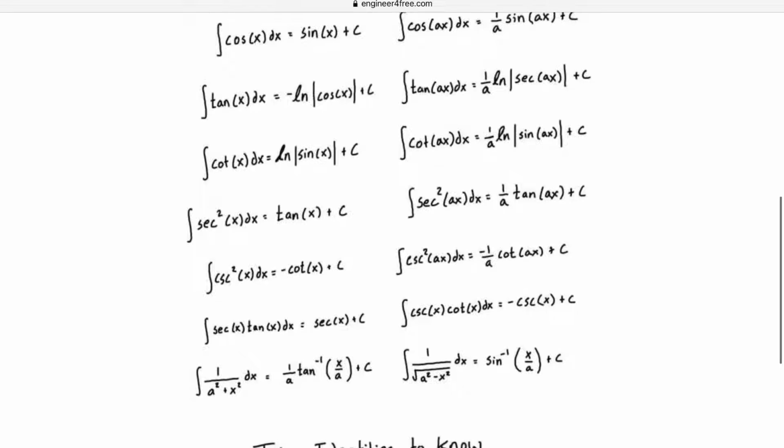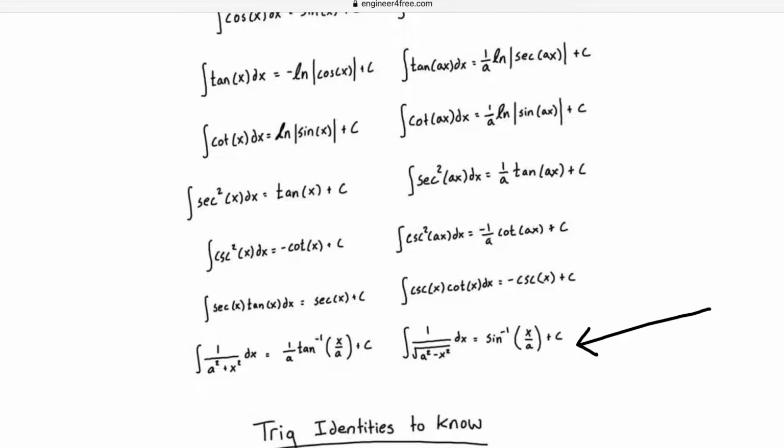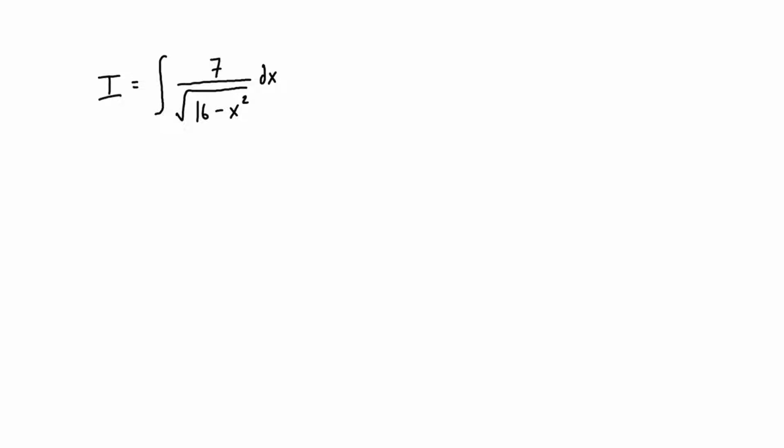And then down here at the bottom, just above the trig identities, we see some that look a little bit more familiar: 1 over a squared plus x squared dx, and 1 over the square root of a squared minus x squared dx. So this one has a pretty similar form to what we're looking at, so let's copy it over so that we can see it on the same screen. The identity is that the integral of 1 over the square root of a squared minus x squared dx is equal to the sine inverse of x over a plus the arbitrary constant c.